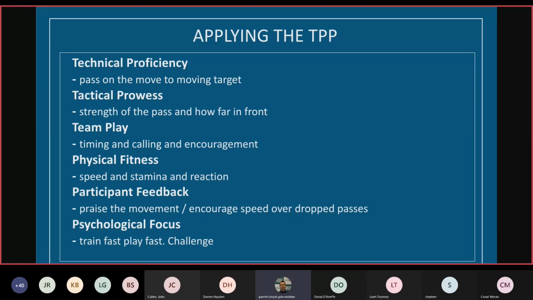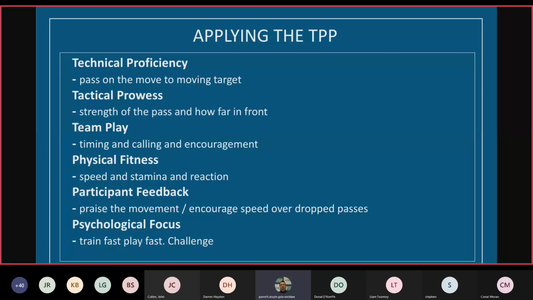Okay. Participant feedback. So we praise the movement. We nearly encourage the movement over the drop passes. So here we want to get their habit is, when the ball's in play, we move with the ball and we move to get the ball. And we don't pass to stationary targets. On our team, we move and we're comfortable moving.